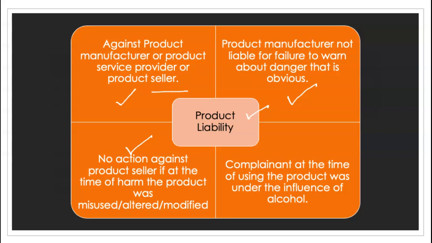misused, altered or modified. Now अगर कोई harm हुआ है and at the time of harm the product was actually misused, मतलब कोई गलत use हो रहा था product का, या product कुछ alteration process में था या कुछ modification करी थी product में, तो आप product seller को liable नहीं कर सकते.